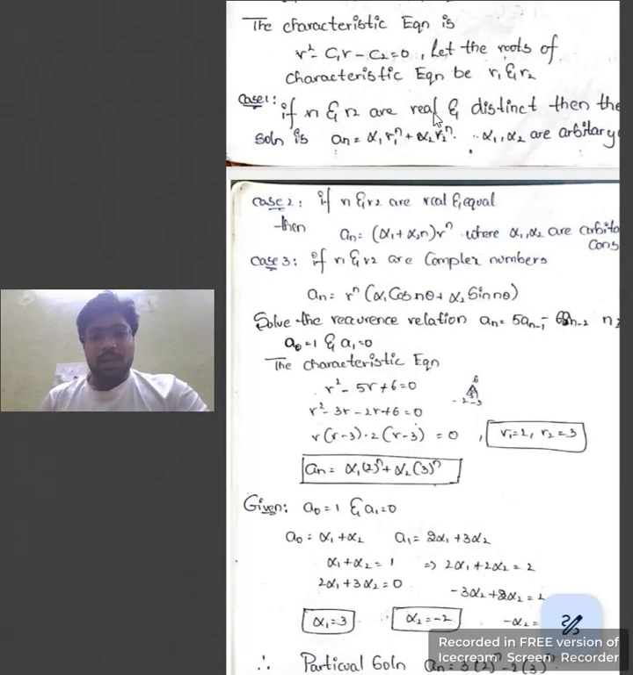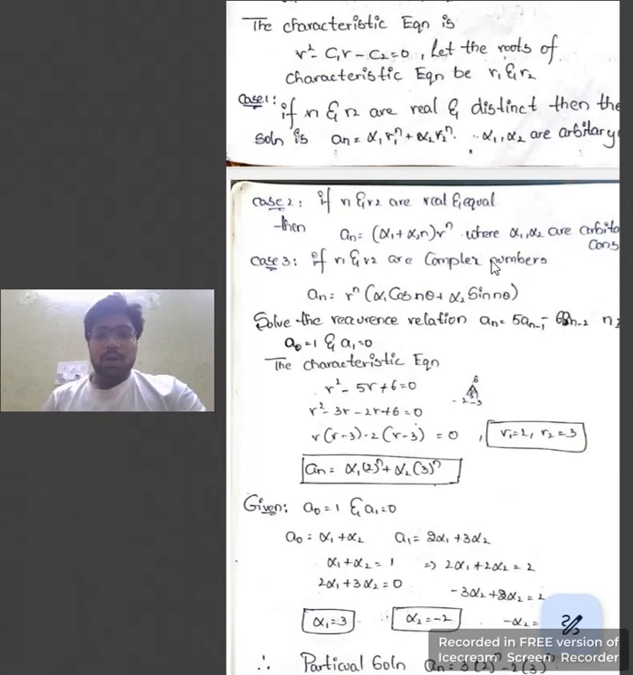For case 1, if the roots are real and distinct, then we use the formula an equal to alpha 1 r1 power n plus alpha 2 r2 power n. Here alpha 1 and alpha 2 are arbitrary constants. Case 2, if the roots are real and equal, then we use an equal to (alpha 1 plus alpha 2 n) whole r power n, where alpha 1 and alpha 2 are arbitrary constants.